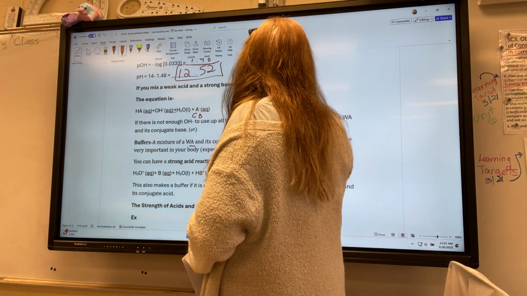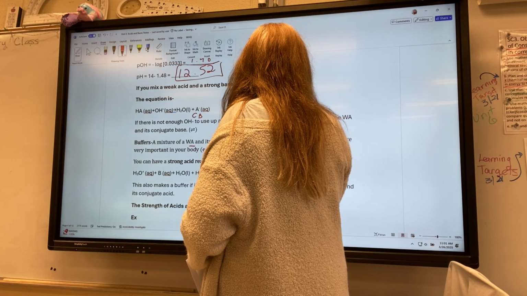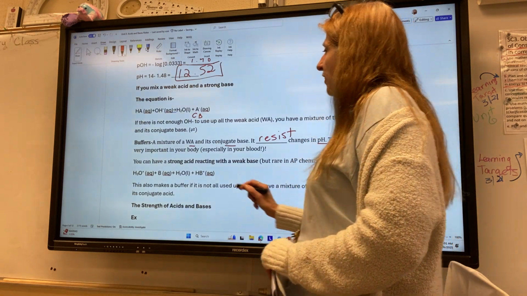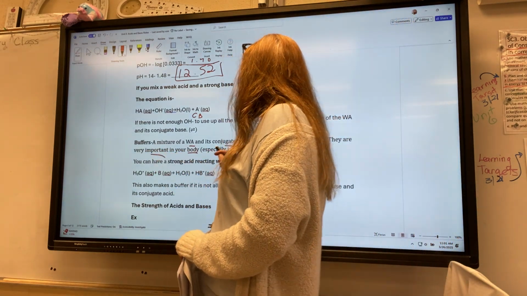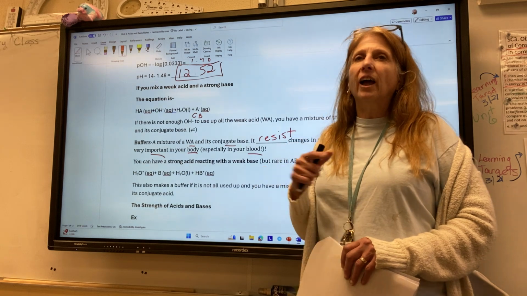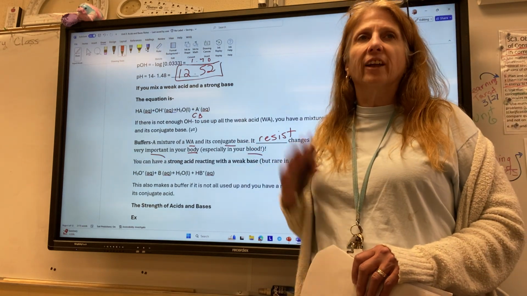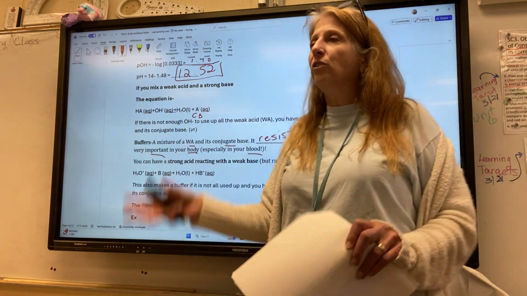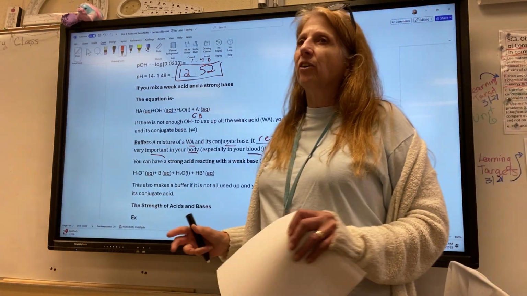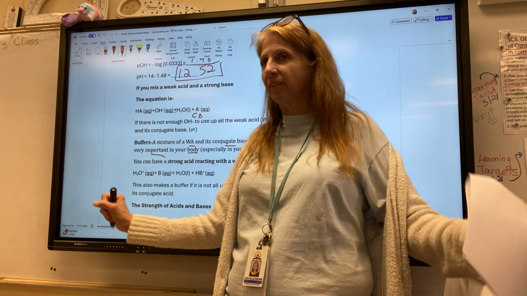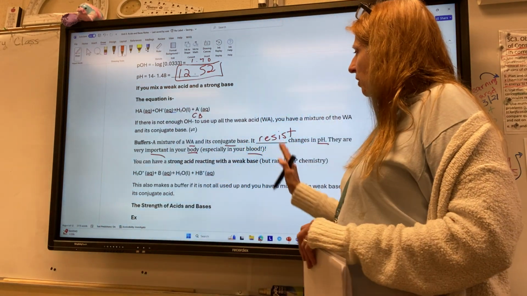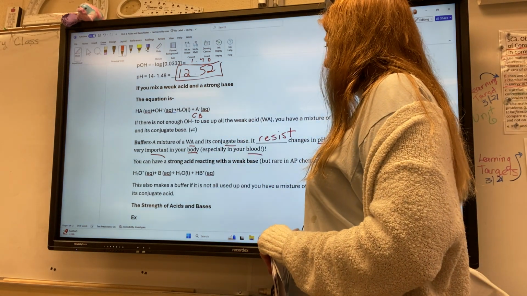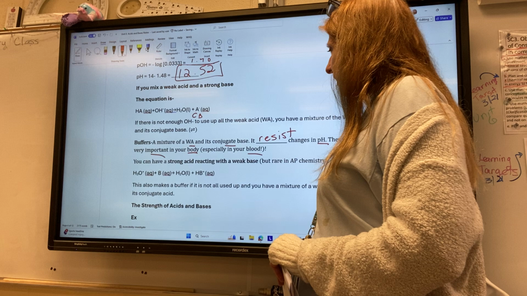Okay, so what do buffers do? It resists changes in pH. They are very important, especially in your body, especially in your blood. You could not have your blood changing pH and still be alive. So there are buffers in you right now working. You drink a lemonade, you're not going to throw your blood into acid state, okay? So you eat a little soap on accident, you're not going to suddenly have base blood. The buffers in your blood are going to take care of it.